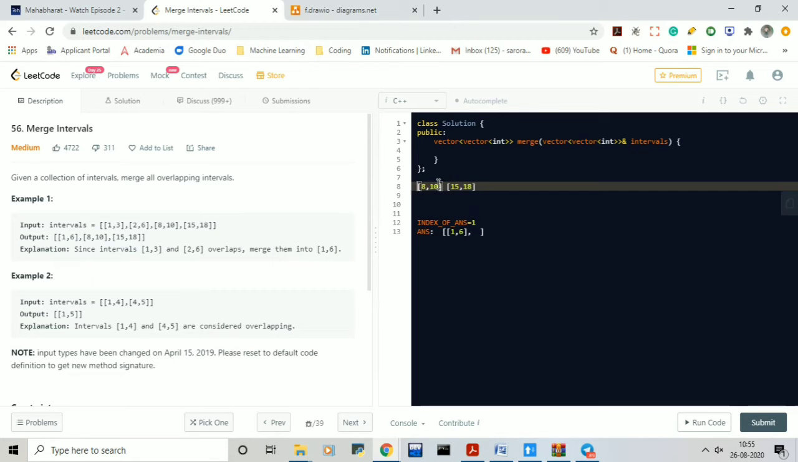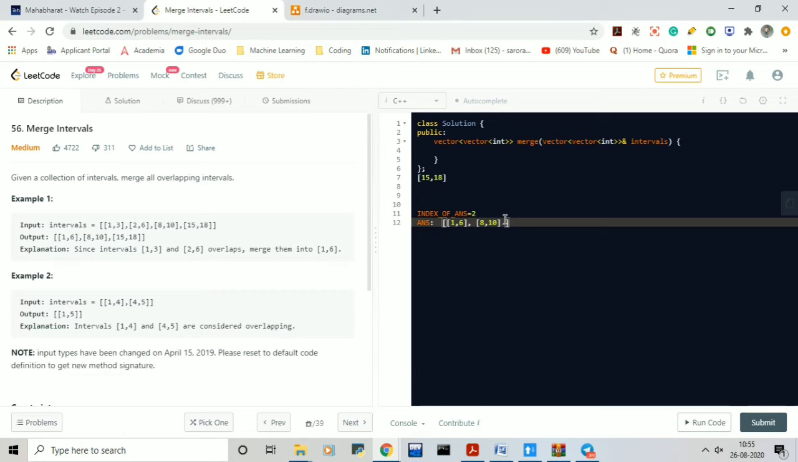So now we'll check this 8 comma 10 with 15 comma 18. We see that there is no overlapping in this case either. So in that case also we just directly put this 8 comma 10, and this index is going to be incremented by 2. Now we don't need to do anything on this. We can see here that just one interval is left, so we will just put it here, which is basically 15 comma 18, and that's it.